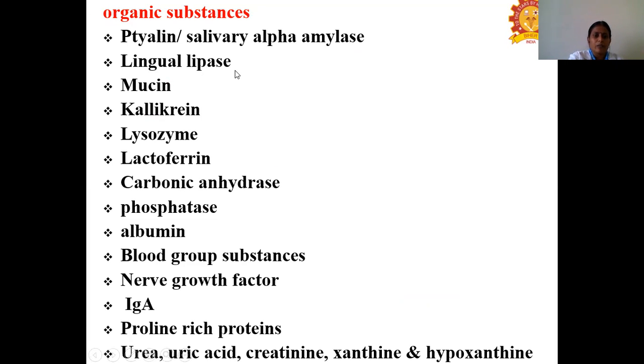Mostly enzymes: ptyalin or salivary alpha amylase, lingual lipase, mucin, kallikrein, lysozyme, lactoferrin, carbonic anhydrase, phosphatase, albumin, blood group substances, nerve growth factor, immunoglobulin A, proline-rich proteins, urea, uric acid, creatinine, xanthine, and hypoxanthine. These are the organic substances present in the saliva.